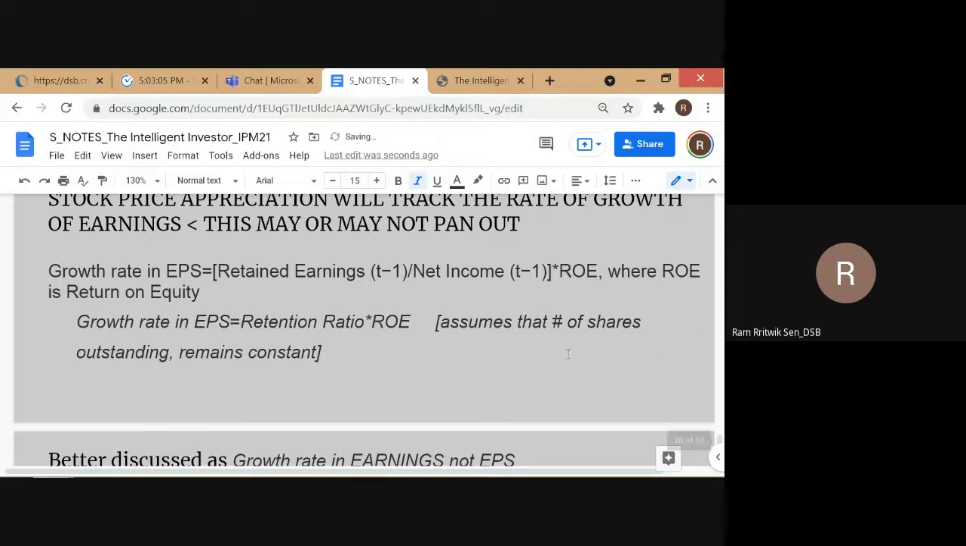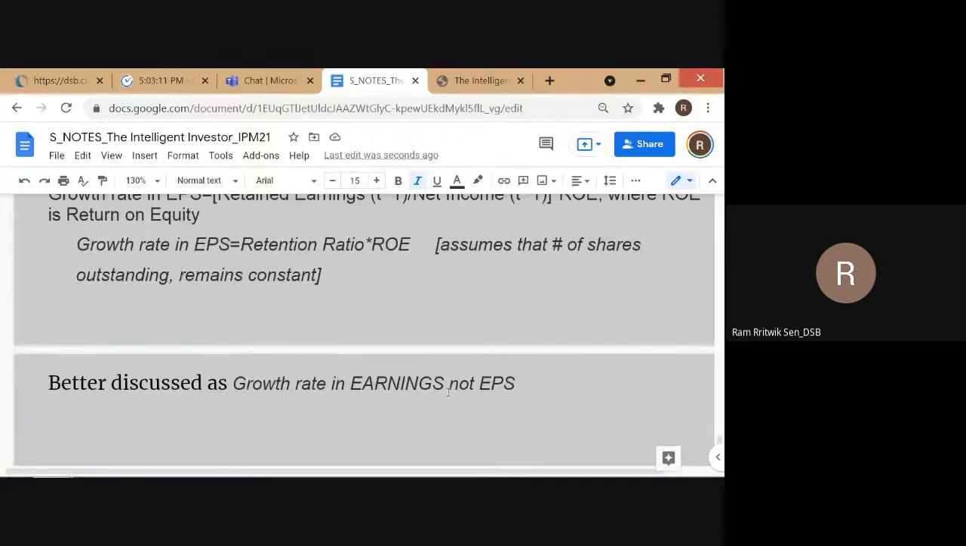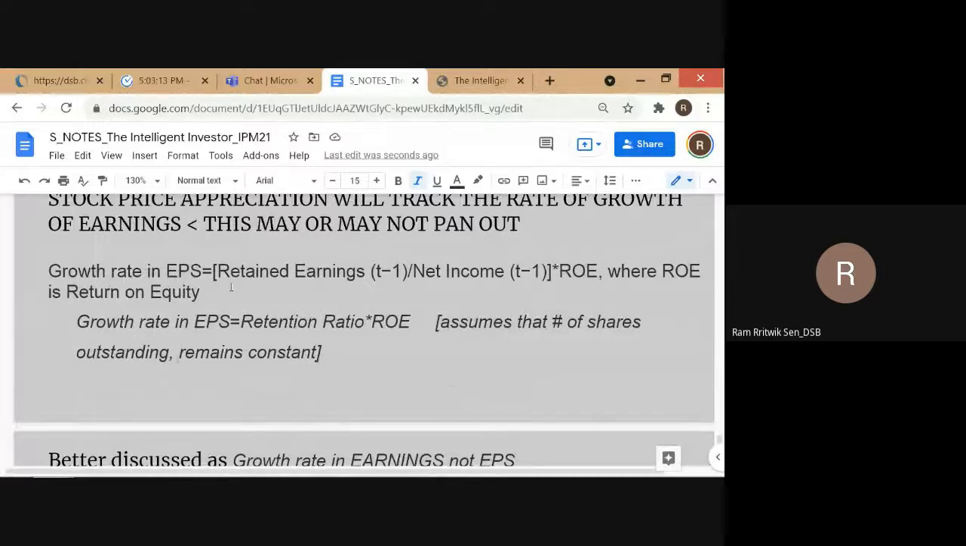All of these can affect the number of shares outstanding. So it's better to talk in terms of not growth rate in EPS, but growth rate in earnings. But since the market talks in terms of EPS, we need to make sure that you understand it as EPS as well. But the assumption here is that the number of shares outstanding remains constant. So, let's conceptually understand it in terms of earnings.